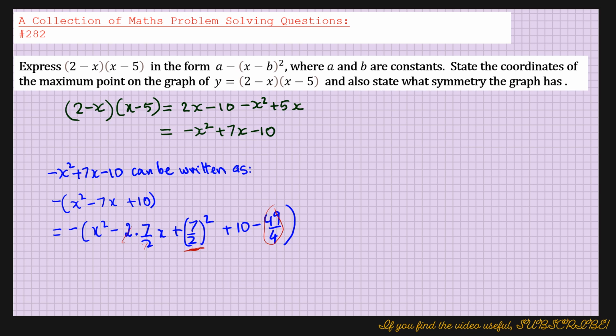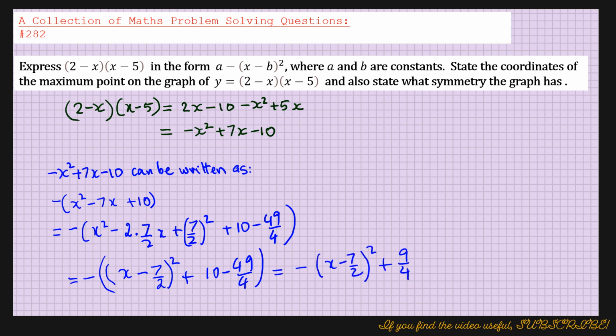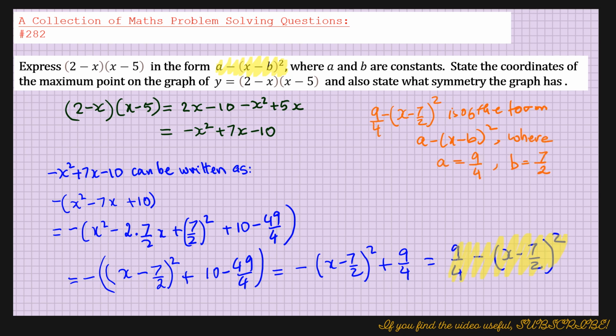I've added 7 over 2 whole squared, that's what I meant. So that would equal minus of (x minus 7 over 2) whole squared plus 10 minus 49 over 4, and that equals minus of (x minus 7 over 2) whole squared plus 9 over 4. And you see this is of the form that they have asked us for, a minus (x minus b) whole squared. From here we get that a equals 9 over 4 and b equals 7 over 2. So the first part is done, where a and b are constants.